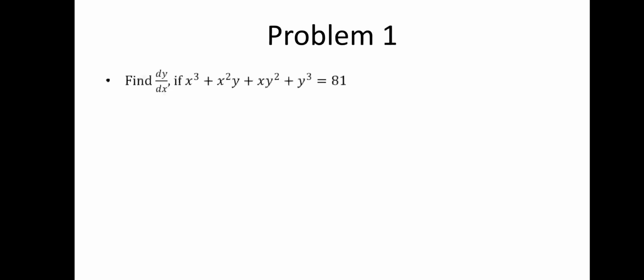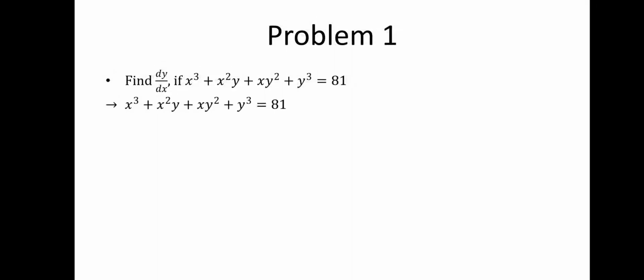The first problem is to find dy/dx for this. You can see this is how an implicit function looks: x and y are all jumbled together. Obviously y is the dependent variable and x is the independent variable, so I will always differentiate y with respect to x. I can do it the other way also, not an issue. I am given x cube plus x square y plus x y square plus y cube equals 81. Let us take the expression and differentiate both sides.